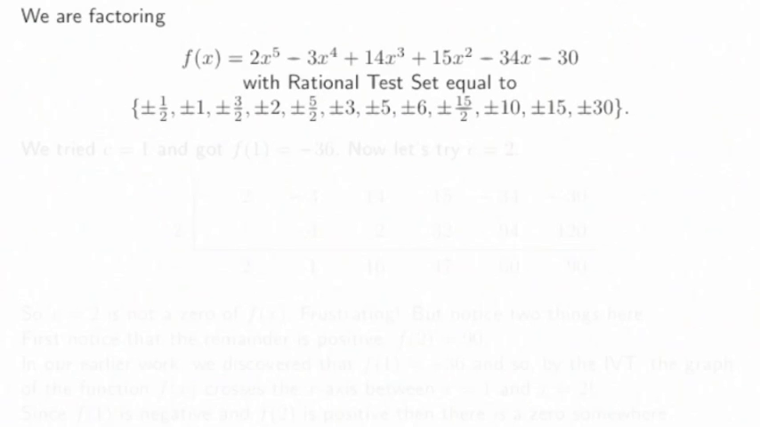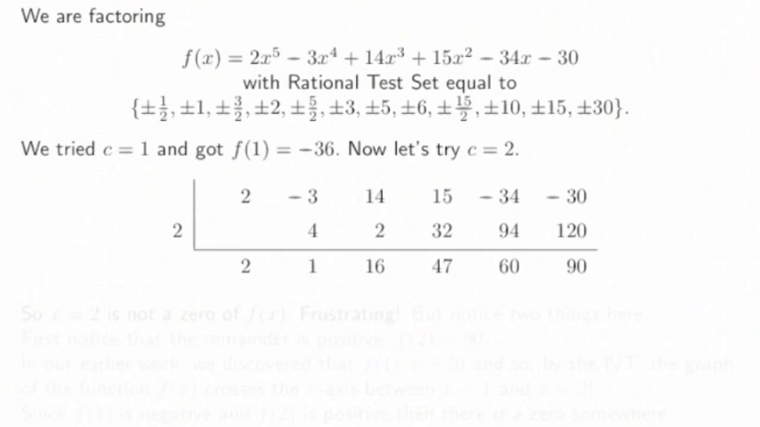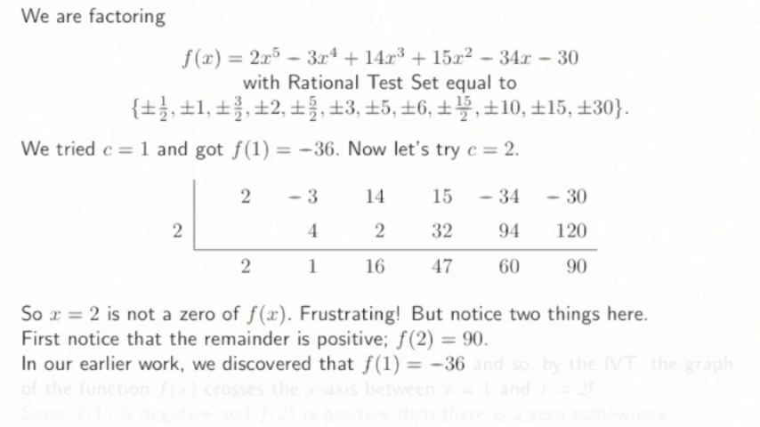Alright, so we're trying to factor this polynomial. Let's try something else. We already tried c equals 1 and got that f of 1 was minus 36. So let's try the integer 2. We'll see if 2 is a root. There's my synthetic division. If I look far to the right at that 90, I notice that f of 2 is 90, and so x equals 2 is not a 0. Darn. But notice two things here. Here the remainder was positive, f of 2 is positive 90. In our earlier work we discovered that f of 1 is negative 36.